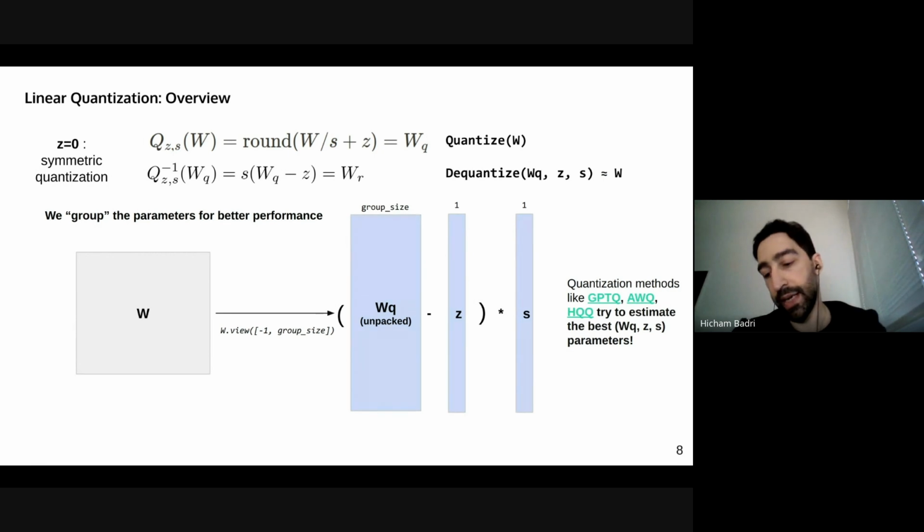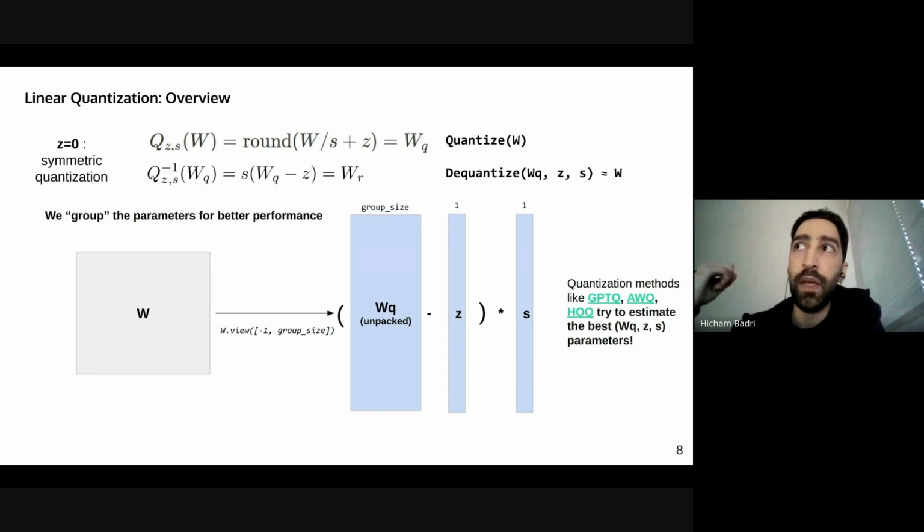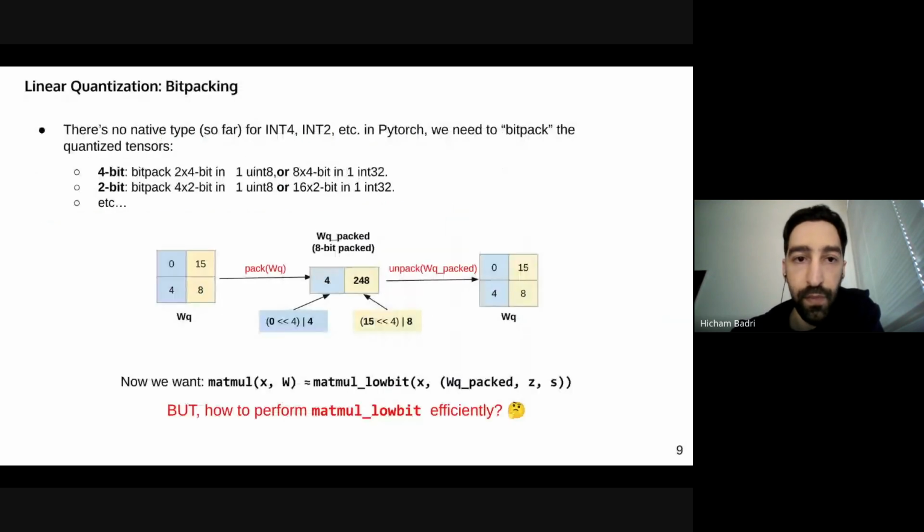But at this point, we need to store this WQ, because if it's 4 bits, we need a way to actually store it as 4 bits. And the problem is that there's no native type as int4 or int2. For the moment, there's nothing like that. In PyTorch, for example, the lowest you could go is uint8 or int8. So basically, we need a way to store this 4 bits into the actual format that will actually take 4 bits in memory. And the way we do this is called bitpacking.